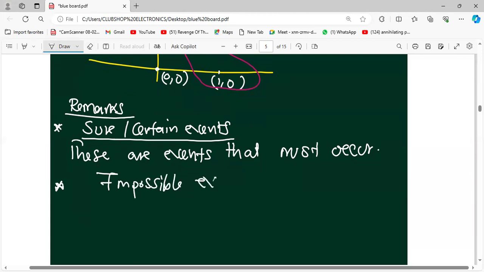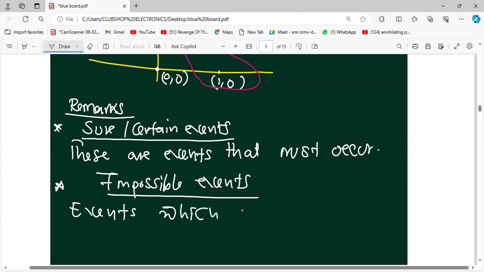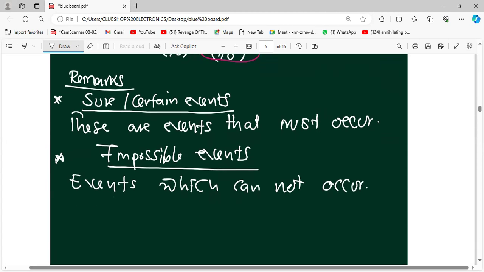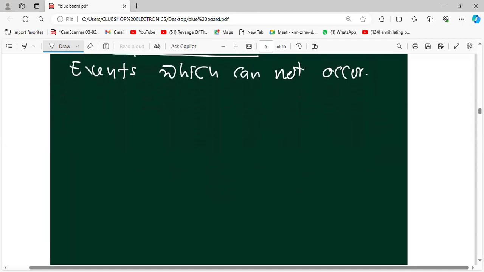What do you mean by impossible events? Events which cannot occur. This can be in terms of terminology, definition, and so on and so forth.